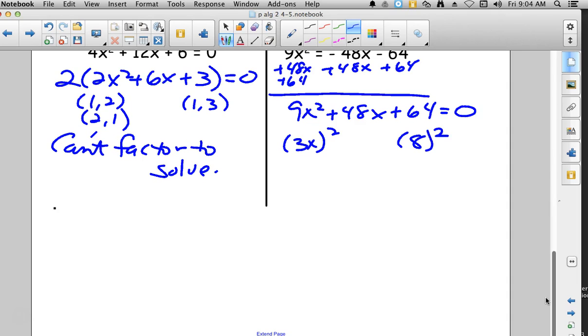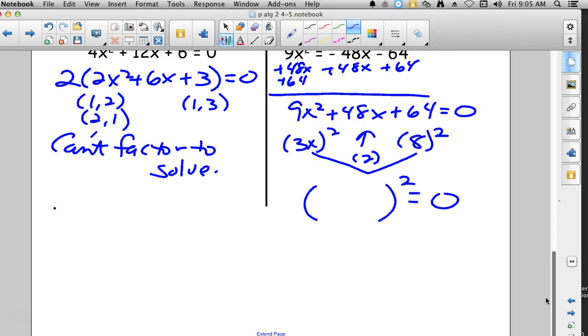What do you do with the 3x and the 8 to make sure this is working? Multiply them and then double it. Yeah, times 2. So is 3x times 8 times 2 equal to 48x? That's good news. That means we're just doing one set of parentheses squared. Remember, that's called a perfect square trinomial.